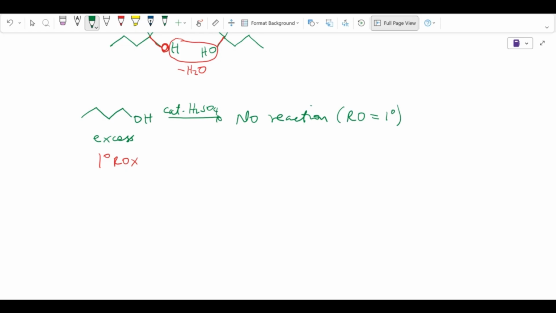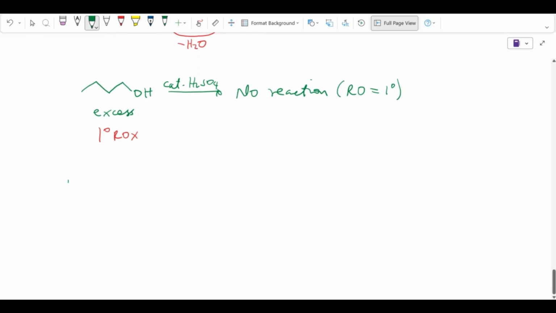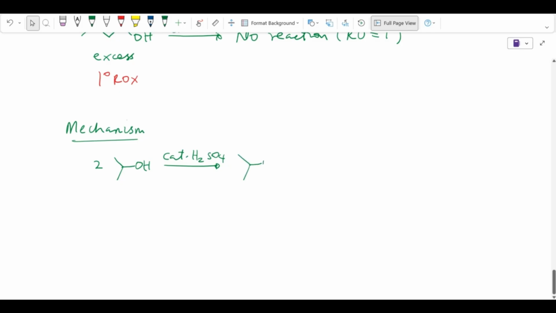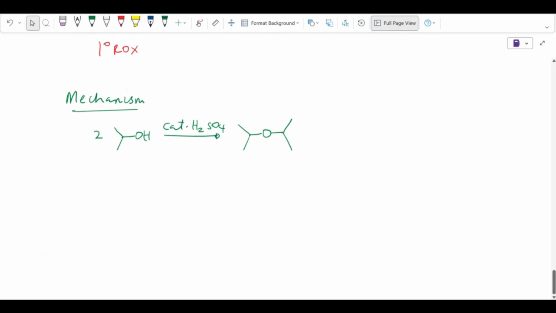Well, the answer to that question lies in the mechanism of the reaction. So let's quickly examine the mechanism of this reaction. So let's say we have two equivalents of this alcohol reacting under catalytic sulfuric acid. So we know that the product will be this ether. So how does it work? What does the mechanism of this reaction look like?